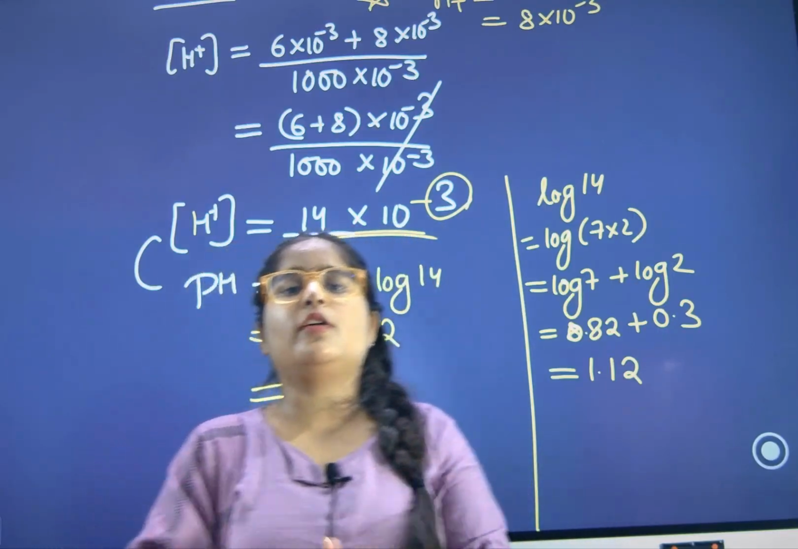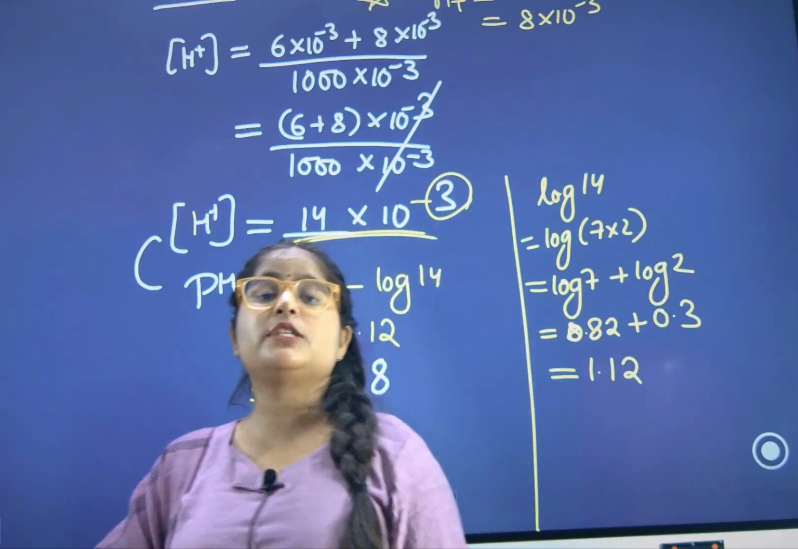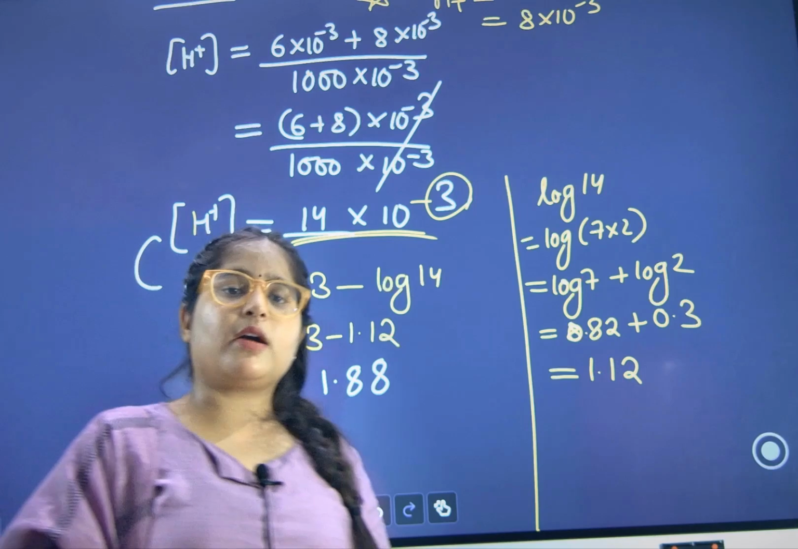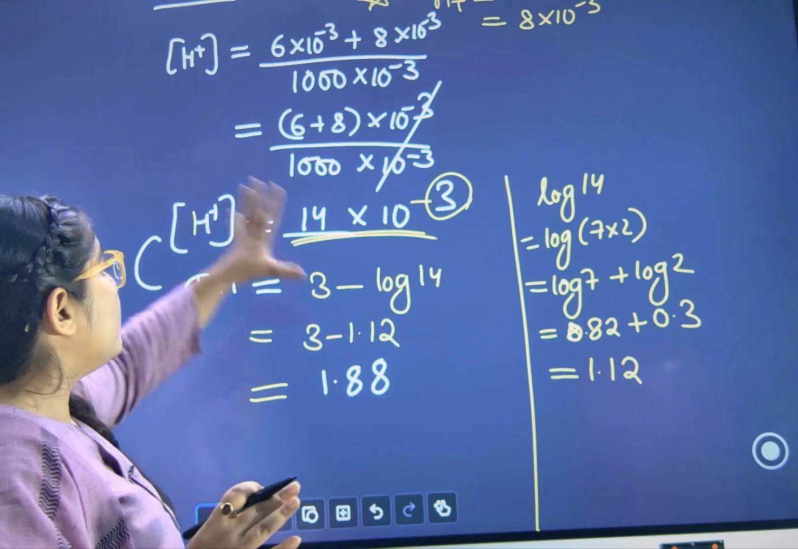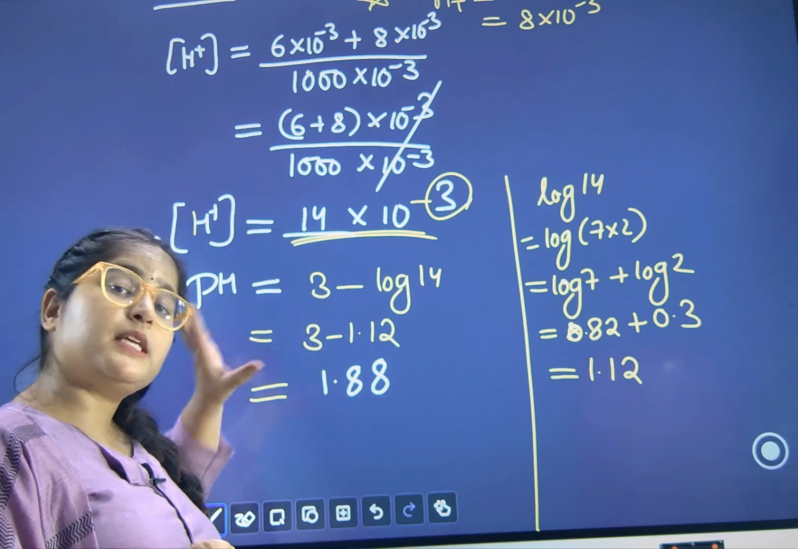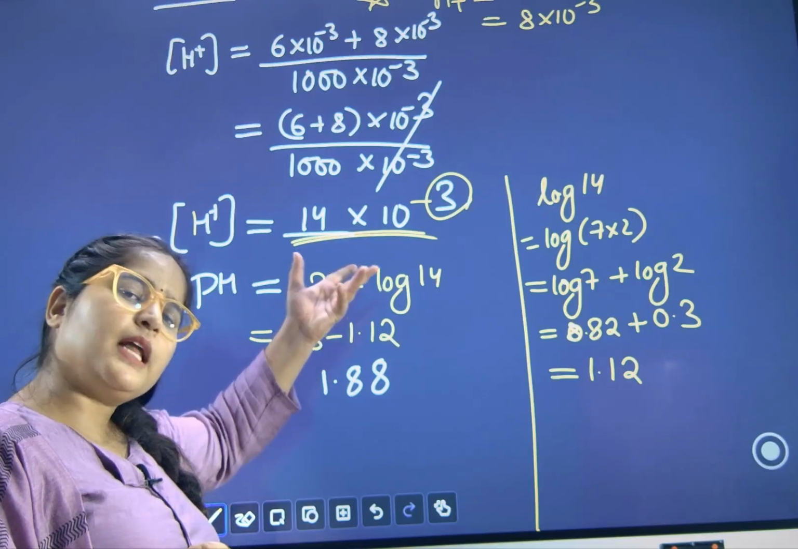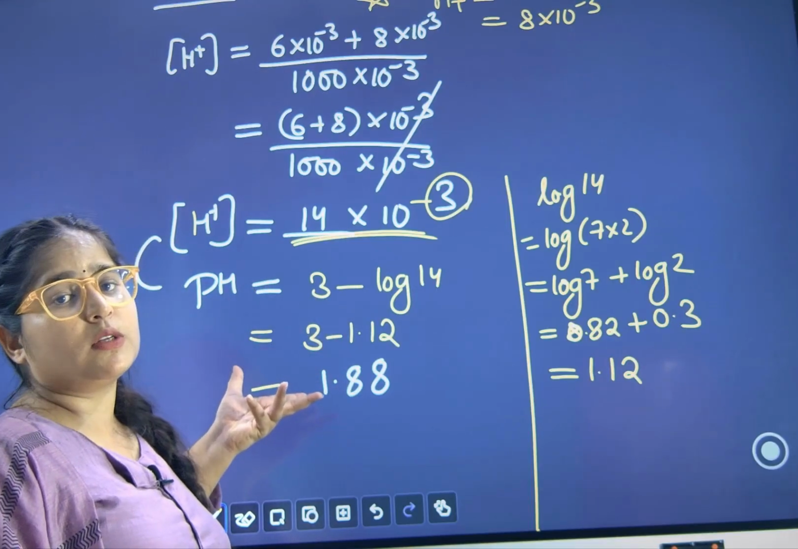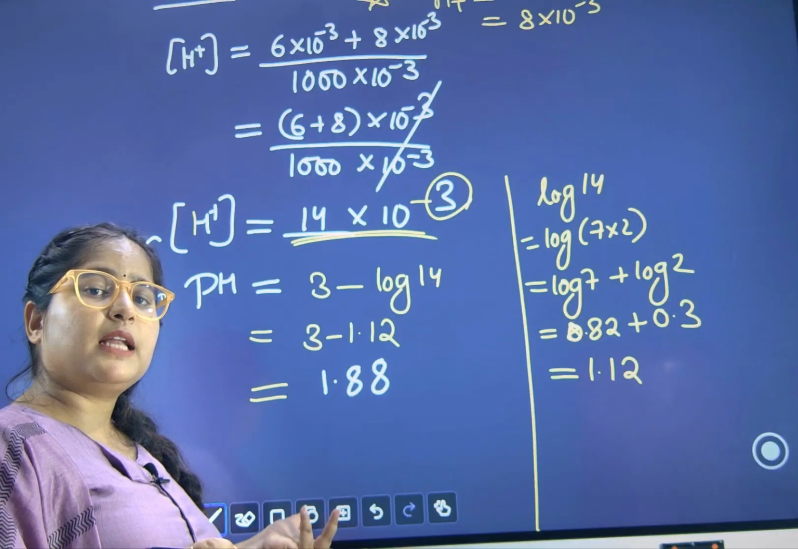Clear? So now let us see the next case, pH of mixture of strong acid, strong base. Okay, if strong acid, strong base is given, the same way one question is solved for base also. For base what we will do, instead of H ion we will calculate OH ion, then we will calculate pOH, and from pOH we will calculate our pH.